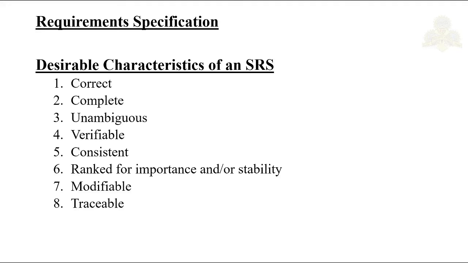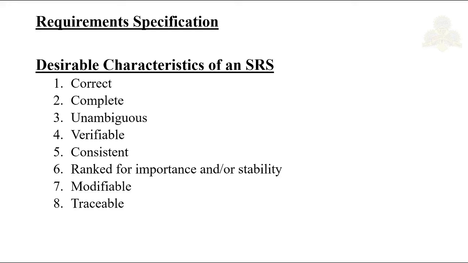Second one is complete. We say that the SRS is complete if everything the software is supposed to do and the responses of the software to all classes of input data are specified in the SRS. This means, suppose your project is, for example, addition of two numbers. What are the different types of input data it can be given? The two numbers can be integers, two floating points, or one integer and one float, and it continues like this. So all types of data inputs have to be specified in the SRS.